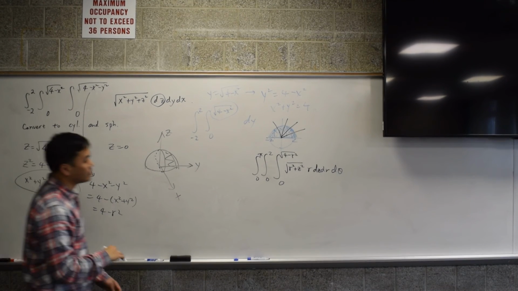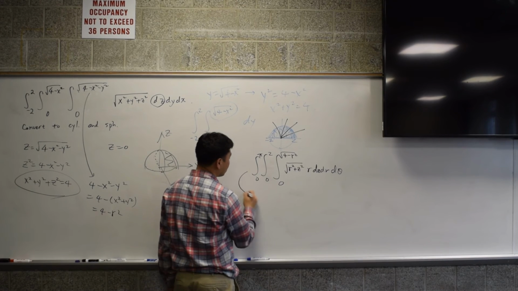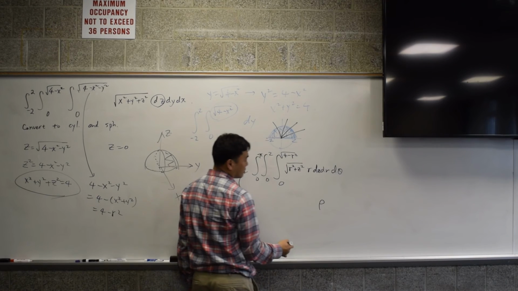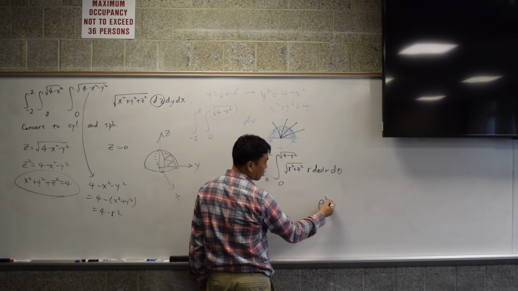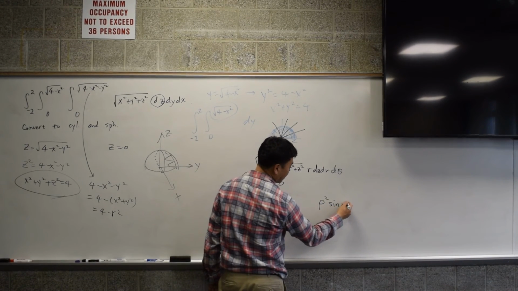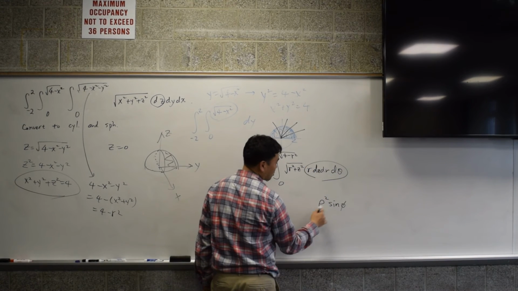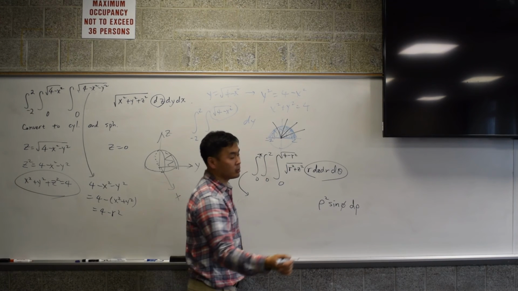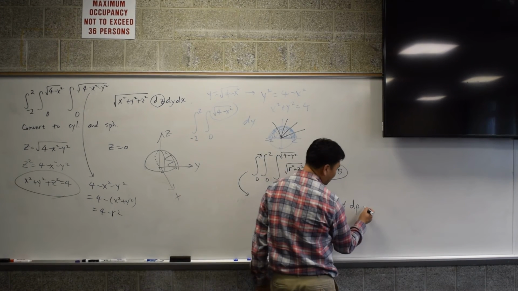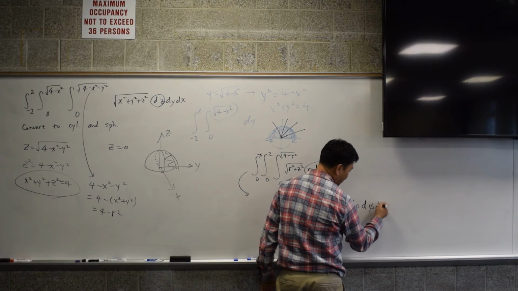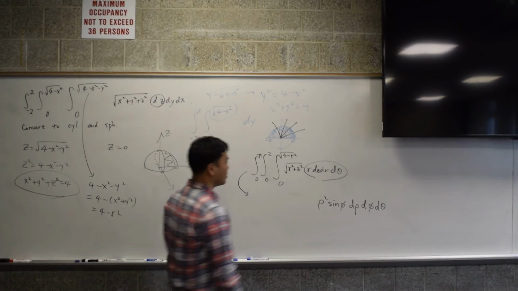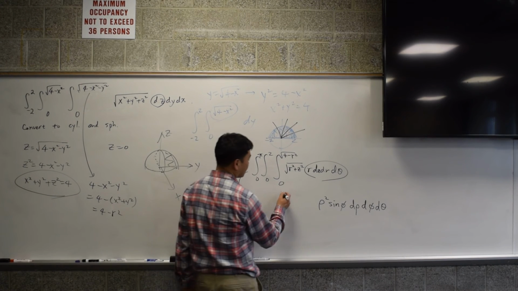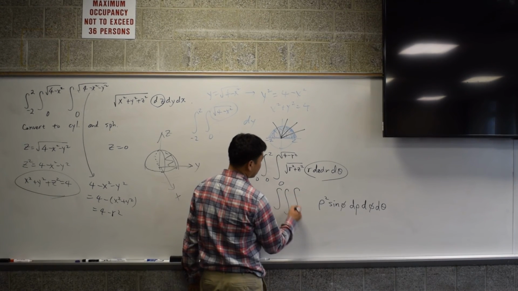All right. Now, when you go to the spherical coordinate system, instead of r dr you have rho squared sine phi. So this entire thing is rho squared sine phi d rho d theta d phi. I realize that most books use d phi d theta, it doesn't matter, but let's use d phi d theta.